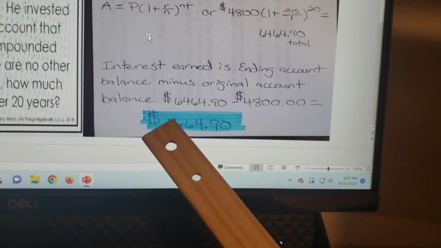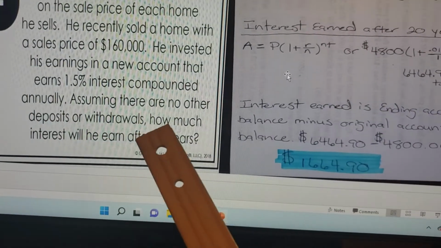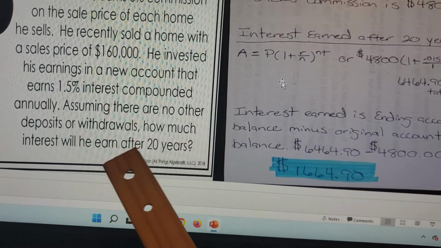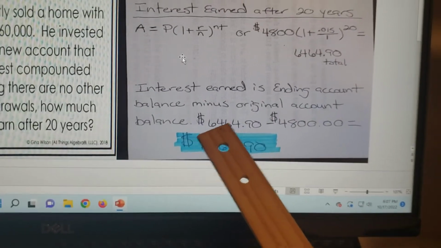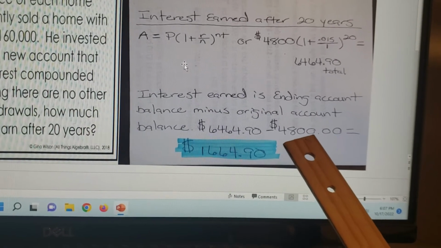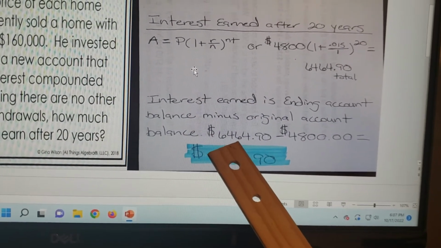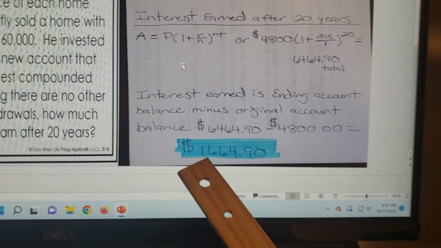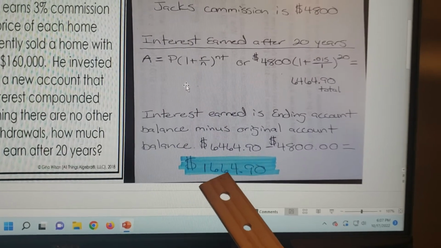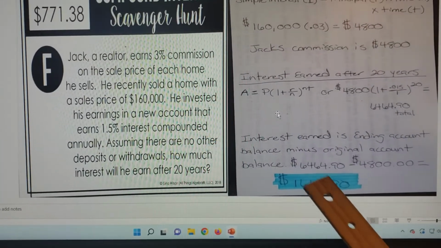And again, if you want to find out how much interest was earned after 20 years, you'll have to subtract the original amount in the account from the ending amount in the account. And if you do that, you'll come up with $1,664.90.